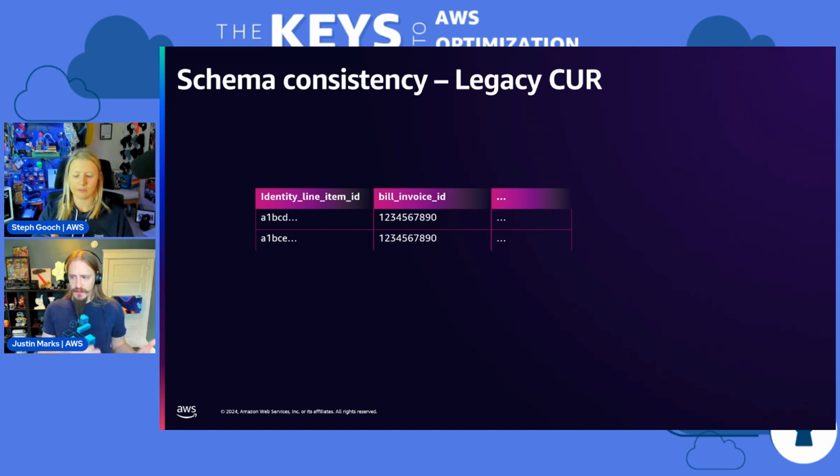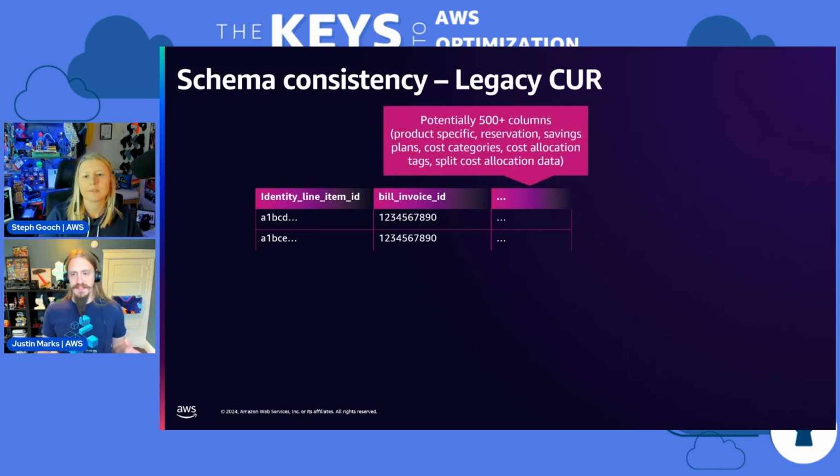We have columns, and really there's no way to fit all of them on one slide. And the ellipses in the middle here, that could be potentially 500 or more columns. I've seen legacy CUR reports myself with over 500 columns. And you've probably had this situation happen to you.